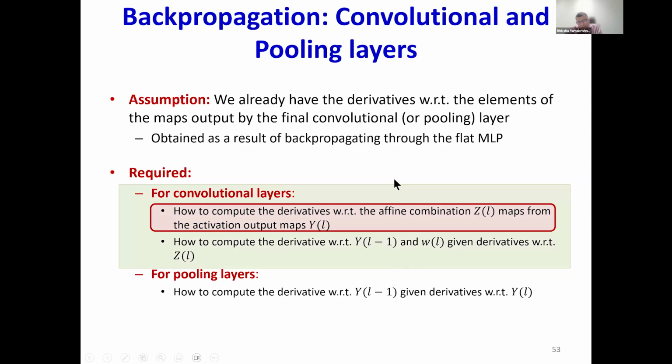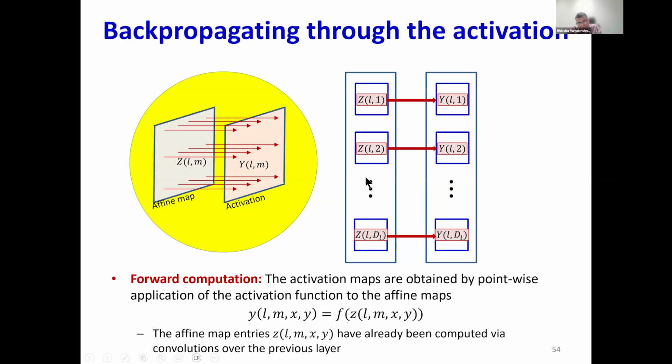So let's see this. First, how do I compute the derivatives with respect to the affine value terms from the output activation map? So here, again, we assume that we worked our way backward and have the derivatives with respect to all the y's. But the y's were obtained by applying an activation function pointwise on the z's. So for the mth channel of the Lth layer, the y value at position xy was obtained by applying an activation f on the xy element of the mth affine map of the Lth layer.